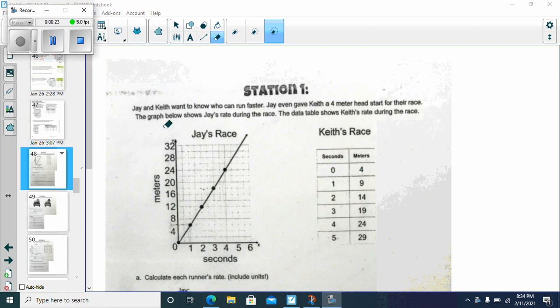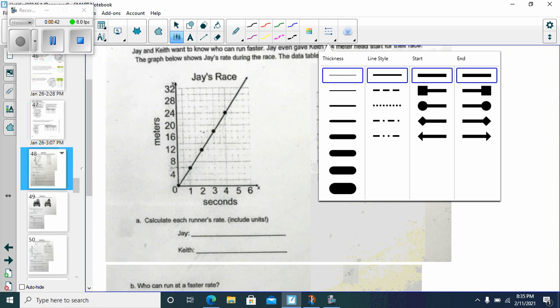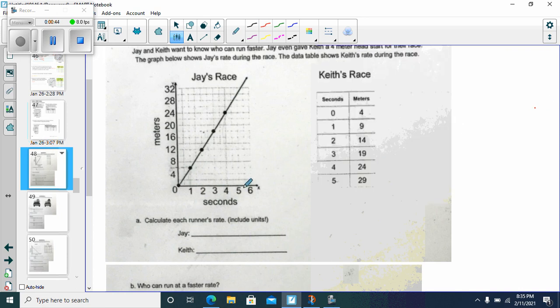Okay. The graph below shows Jay's rate during the race and Keith's rate during the race. Calculate each runner's rate and include units for Jay and Keith. Okay, so we need rate. What we're talking about is rate of change, the rate at which they're running. Let's look at the information that we're given. It says here that at 0 time, he's run 0 meters. At 1 second, he's run 6 meters. 2 seconds, he's run 12 meters. Okay, that's what this says.